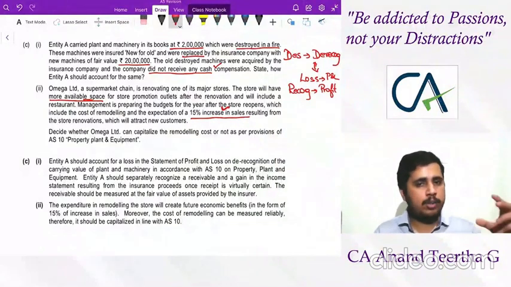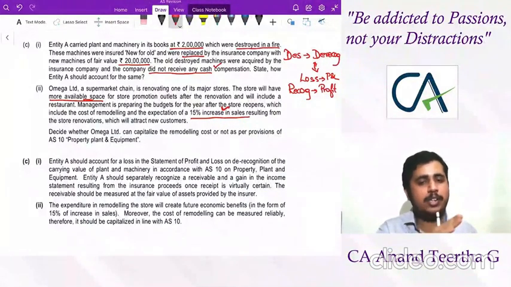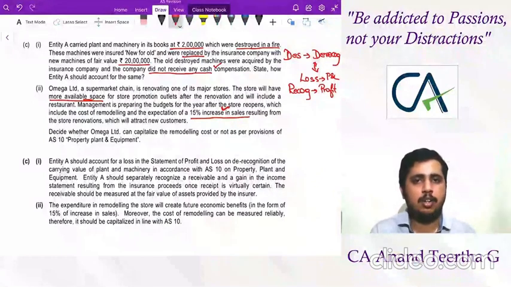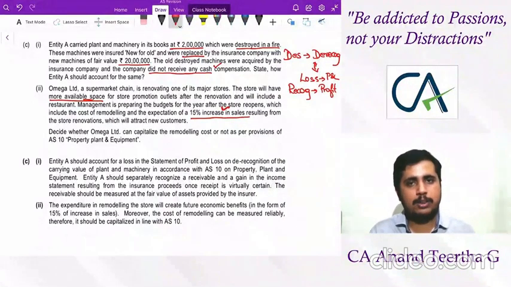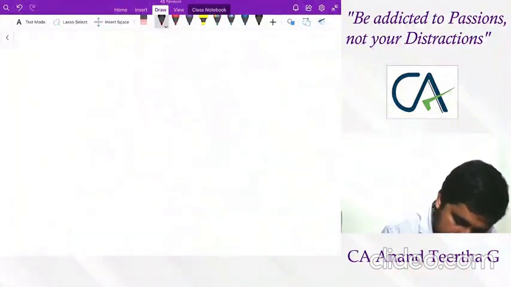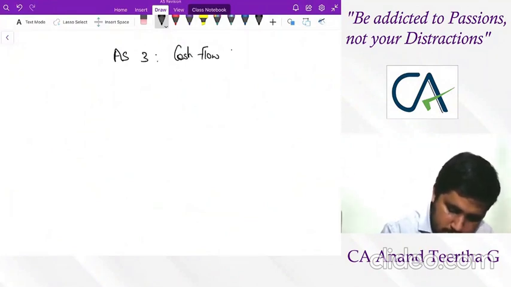We have seen all the theory. It's a bit vast, and also the problems. Once you know how theory could be interpreted, problems will automatically become easy for you. With that, let's end the discussion of AS10 and we have to now start with AS3. So now AS3 talks about cash flow statements.